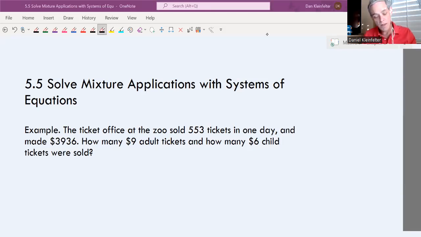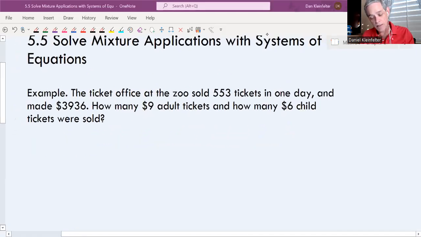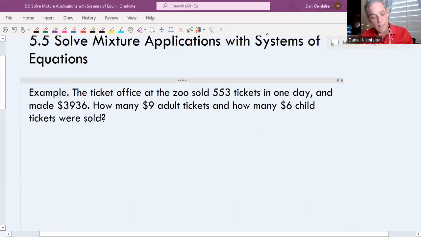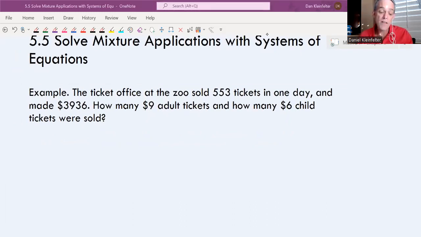So let's start with this problem about tickets at the zoo. It says the ticket office at the zoo sold 553 tickets in one day and made $3,936. We want to know how many $9 adult tickets and how many $6 child tickets were sold.